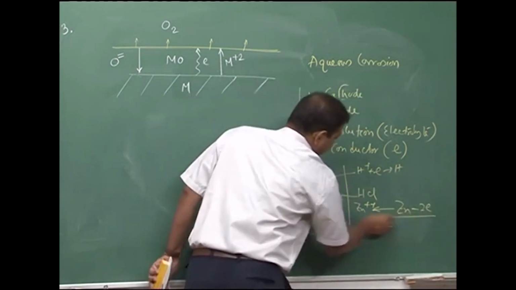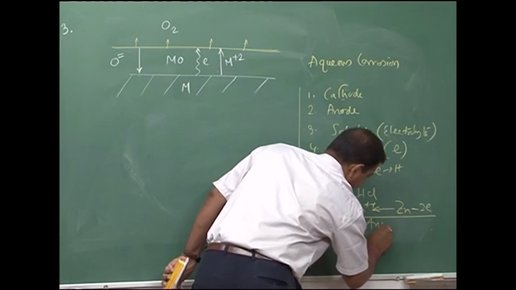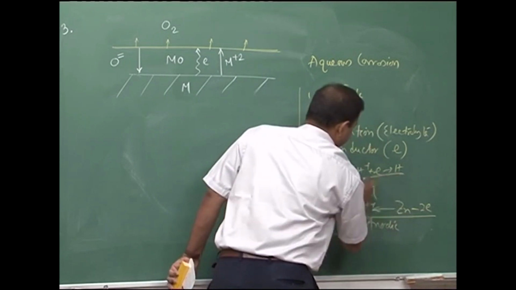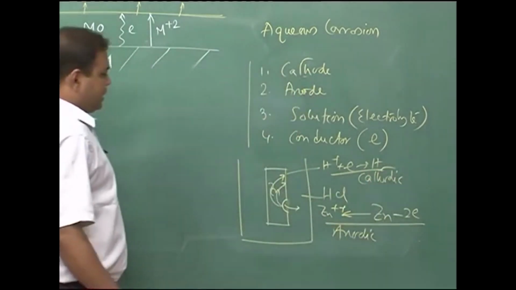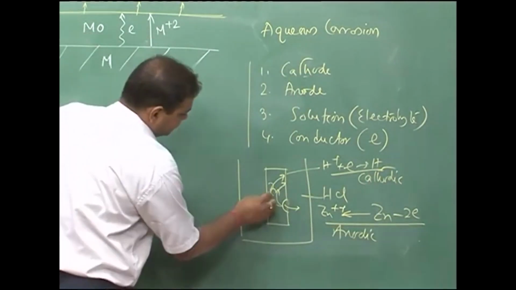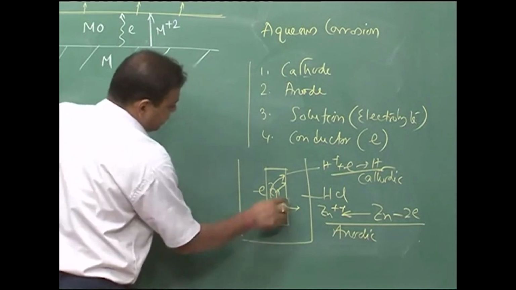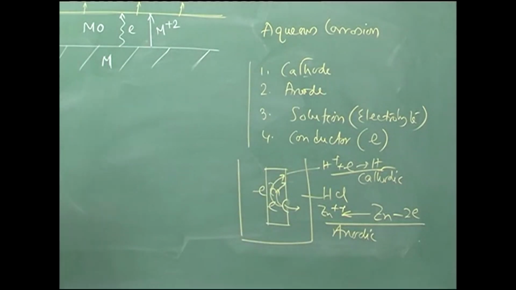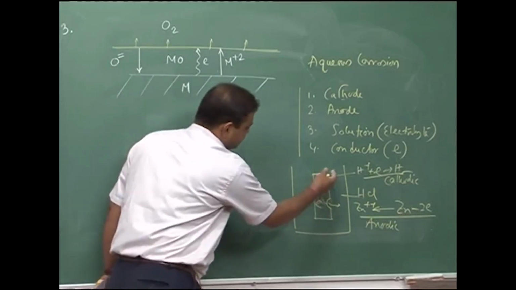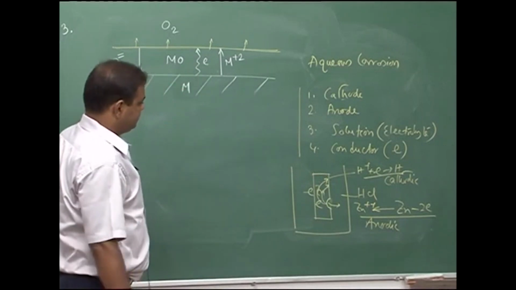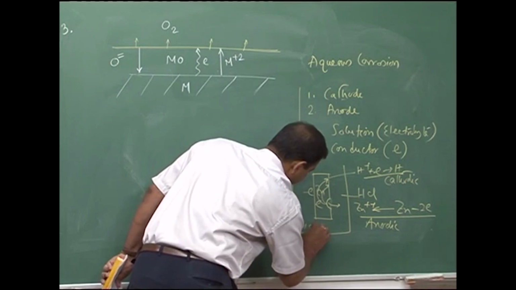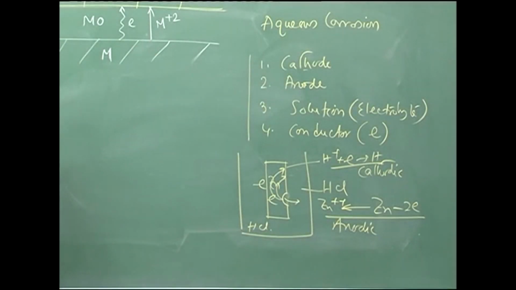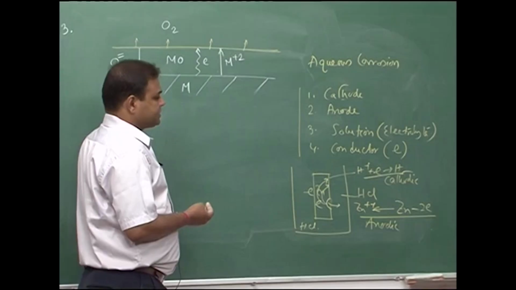So, this is my anodic reaction, this is cathodic, and then these electrons are transmitted through the conductor, which is the zinc rod, and the electrolyte, which is the HCl solution, which is acting as the electrolyte. Through that, the ionic conduction is taking place.